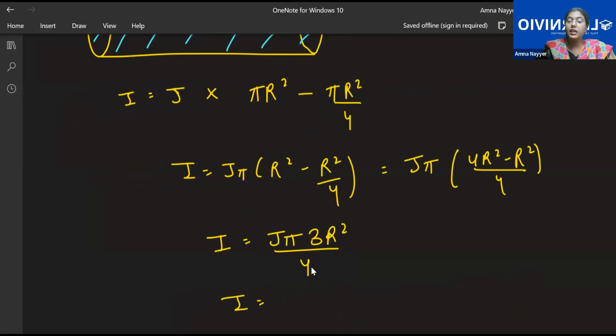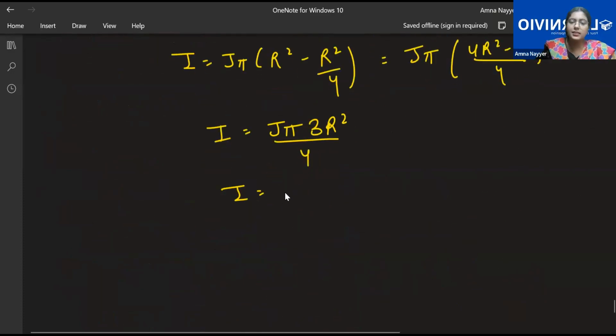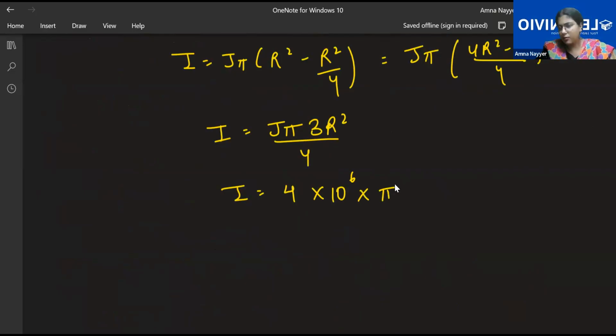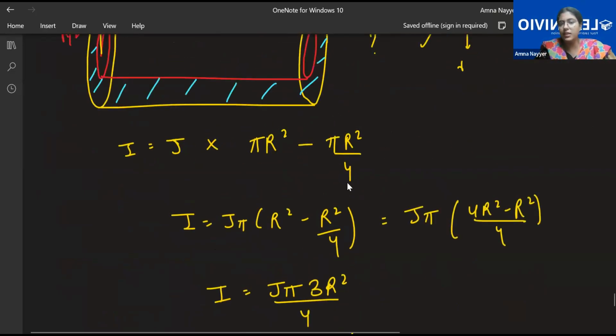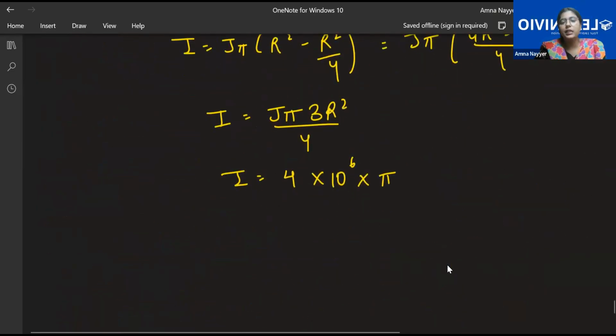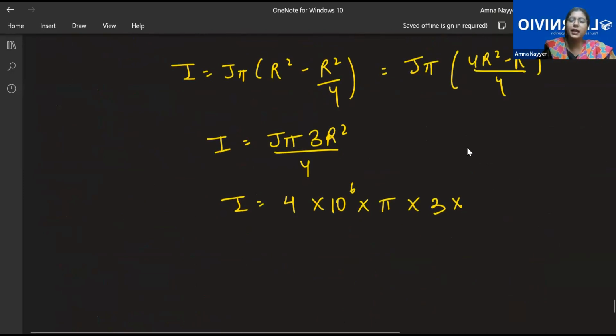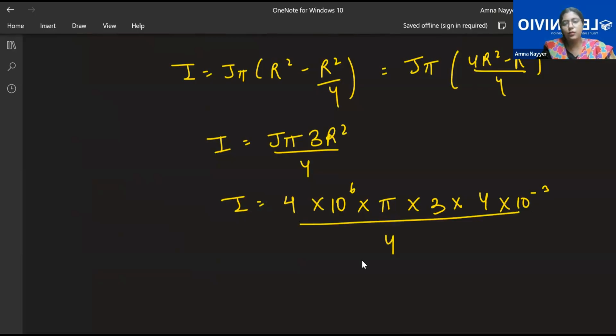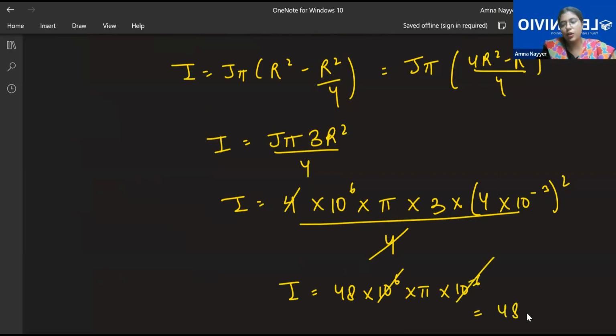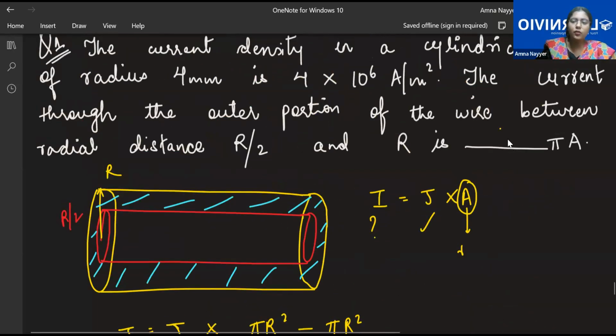Now you just have to put in the values here. What is given? Current density 4 into 10 to the power 6. Pi you never have to solve here in this case, right? From the starting we were saving our pi because the question had dash pi. 3 into r square. Radius was given as 4 millimeter, 4 into 10 to the power minus 3, divided by 4. So this 4 will be cancelled. Okay, this is our square, so we have to square this. So 16, 3 times 16 is 48. Yes. Look class, this will be 48 into 10 to the power 6 into pi into 10 to the power minus 6. This gets cancelled. This is 48 pi ampere. So the answer here will be 48.